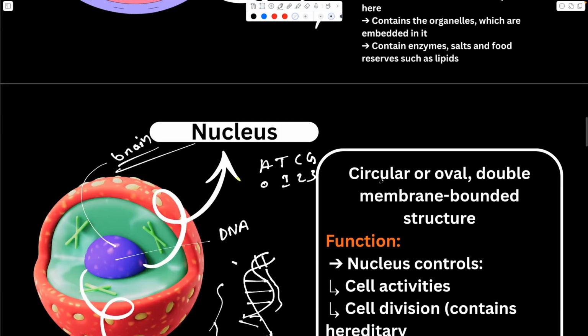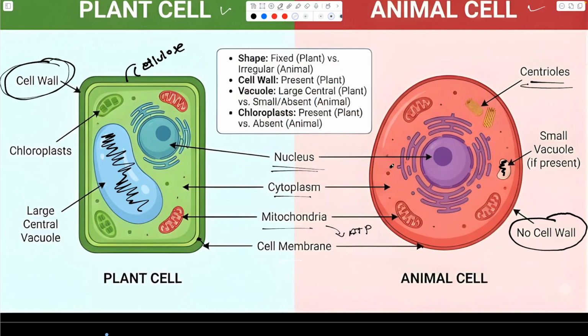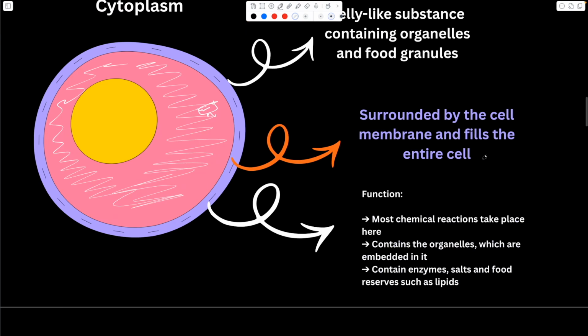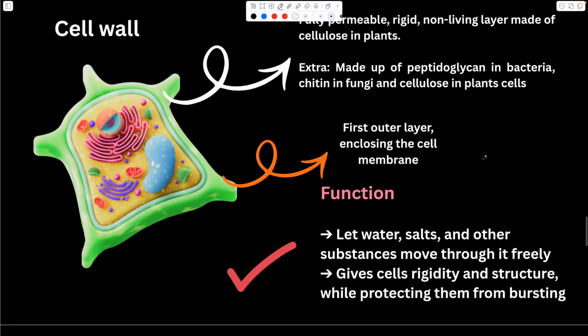We need to go back a little bit. What is rough endoplasmic reticulum? This structure is rough endoplasmic reticulum. Are you seeing this structure? These connected structures, so ribosomes are attached on the surface of it. So this structure is actually the rough endoplasmic reticulum. Next, I think we'll learn about cell wall, if I'm not wrong.